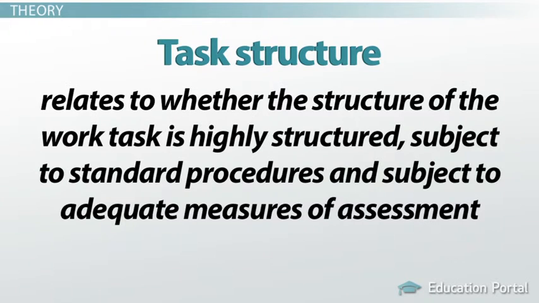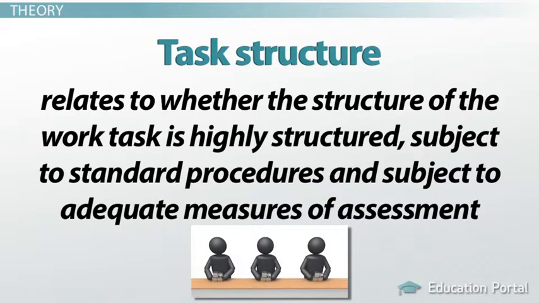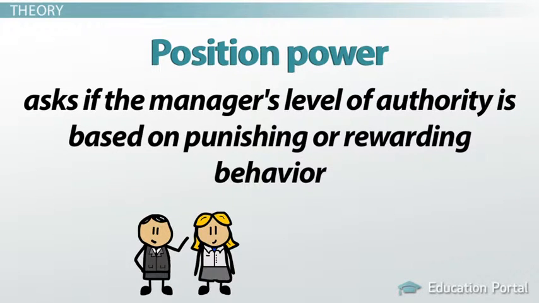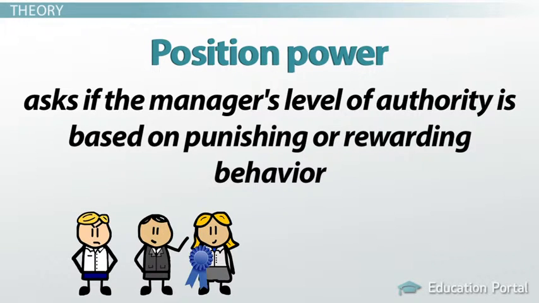Task structure. This factor relates to whether the structure of the work task is highly structured, subject to standard procedures, and subject to adequate measures of assessment. Certain tasks are easy to structure, standardize, and assess, such as the operation of an assembly line. Position power. This factor asks if the manager's level of authority is based on punishing or rewarding behavior. For example, does the manager derive his authority from providing bonuses for meeting sales goals or terminating employees for failure to meet the goals?